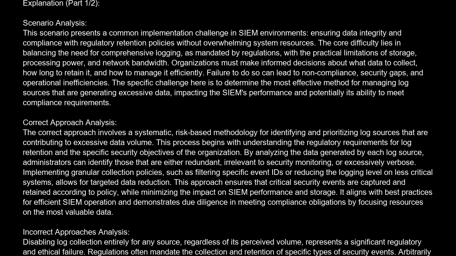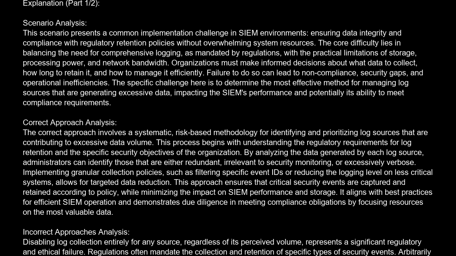The specific challenge here is to determine the most effective method for managing log sources that are generating excessive data, impacting the SIEM performance, and potentially its ability to meet compliance requirements. Correct approach analysis. The correct approach involves a systematic, risk-based methodology for identifying and prioritizing log sources that are contributing to excessive data volume. This process begins with understanding the regulatory requirements for log retention and the specific security objectives of the organization. By analyzing the data generated by each log source, administrators can identify those that are either redundant, irrelevant to security monitoring, or excessively verbose.